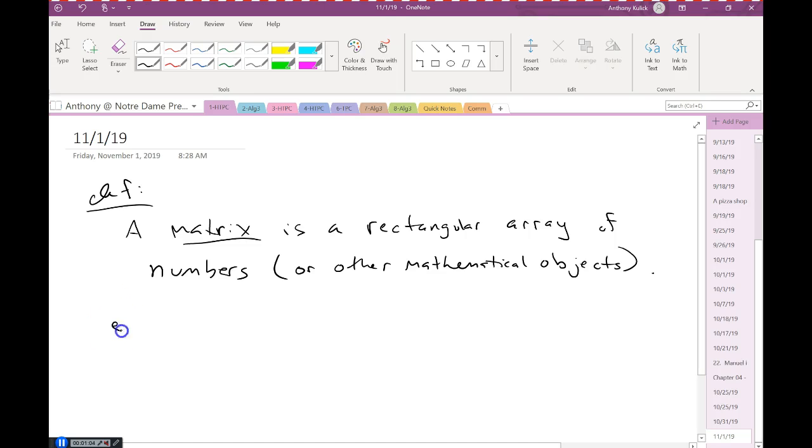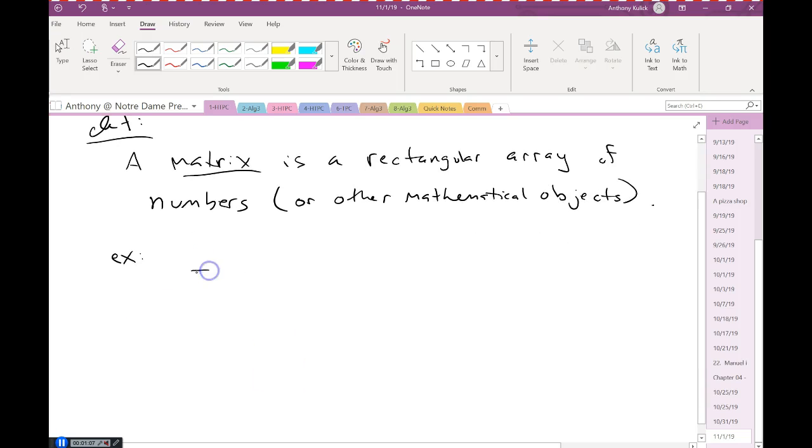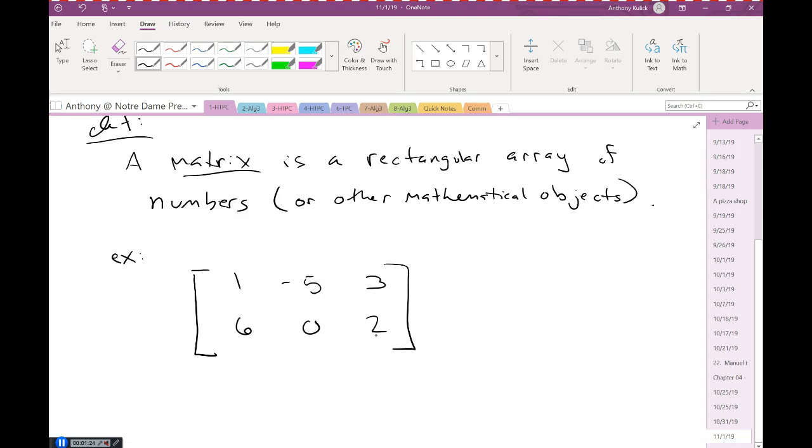So what does a matrix then look like on our sheet of paper? We'd use these square brackets, and then a matrix would just have some numbers inside of it. So when I look at this matrix, how many rows do we see? We see 2 rows, right? And then how many columns do we see? 3 columns.